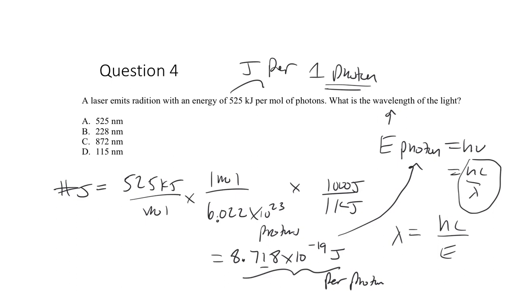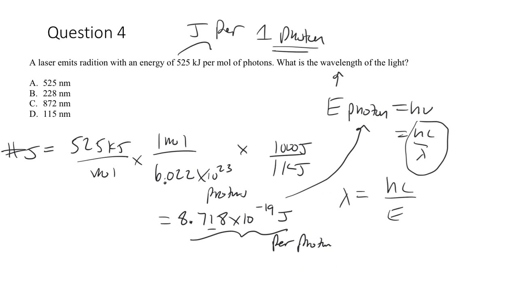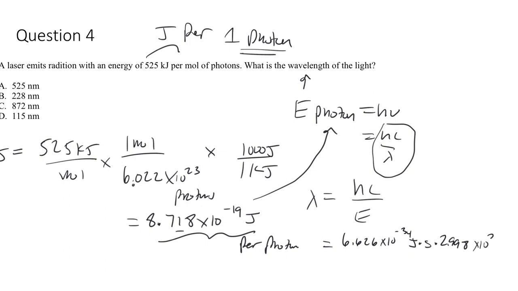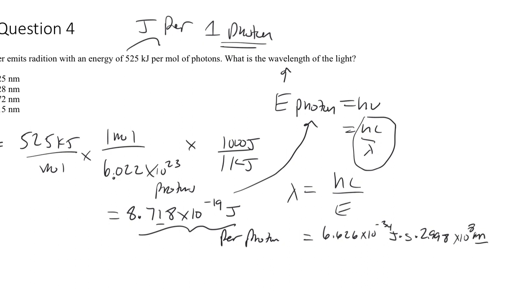And so what we're going to do next, to solve for the problem, is take 6.626 times 10 to the minus 34, and that's joules times seconds, times the speed of light, 2.998 times 10 to the 8, and that's meters per second. So our per second cancels with the units there. And then we're going to divide by our energy in joules. So that's 8.718 times 10 to the minus 19 joules. Our joules cancels. We get our wavelength in units of meters.